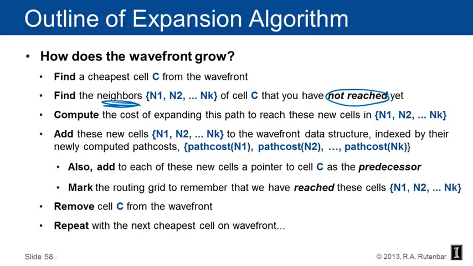You also add to each of these cells a pointer to how you got this cell, which is to say a pointer to C. That has a special name. It's called a predecessor. We're going to talk a lot about predecessors. That's how you do backtrace to find the path.